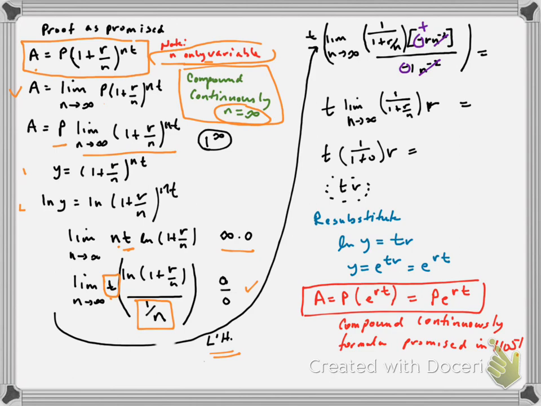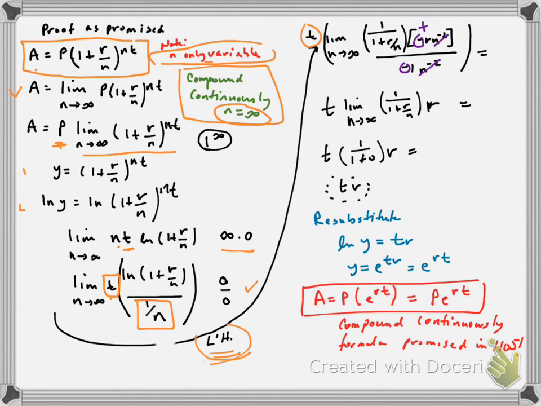All right, so I'm going to apply L'Hopital's rule here. That's what I showed you with this. And I have the t on the outside, and I'm taking the derivative of what's on the inside of the parentheses here. So again, the t can go out in front, just like the p went out in front before.